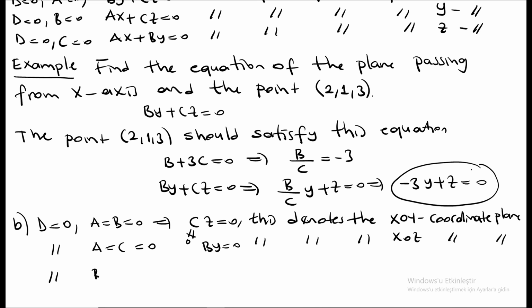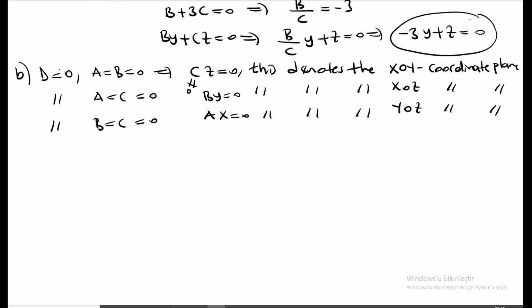Similarly, if B and C are 0, then you have A times x equals 0, and this denotes the y-z coordinate plane. So if D is 0, we have these two cases. If one coefficient is 0, then it means it is passing from this axis, x, y, or z. If two of them are 0, it means you have a coordinate plane.